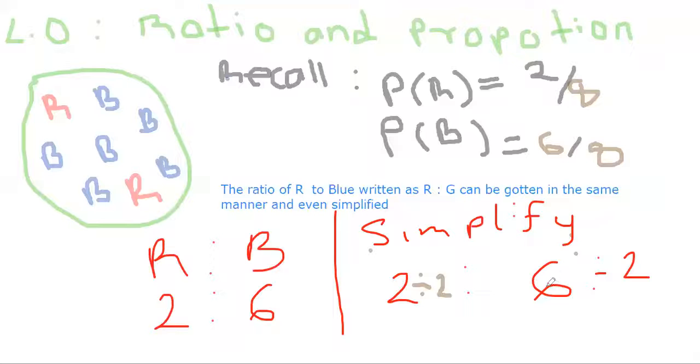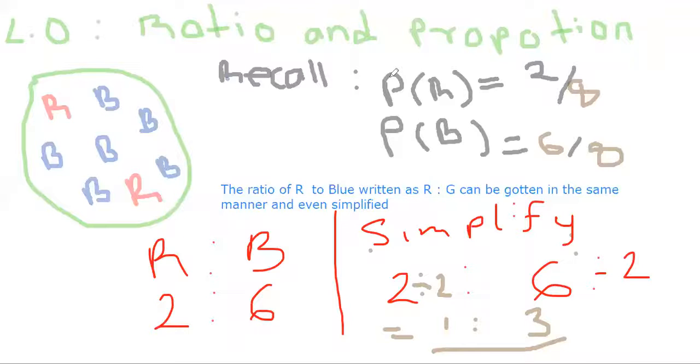Remember, a common factor of 2 numbers, x and y, is a single number that will divide x and will divide y. So here, 2 can divide 2 and can divide 6 at the same time. So 2 divided by 2 equals 1, and 6 divided by 2 equals 3. So this is the ratio in the simplest form, okay?